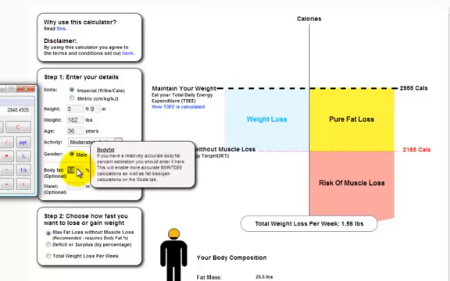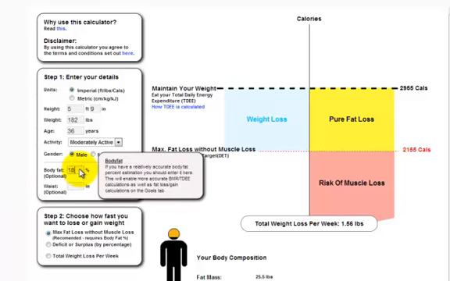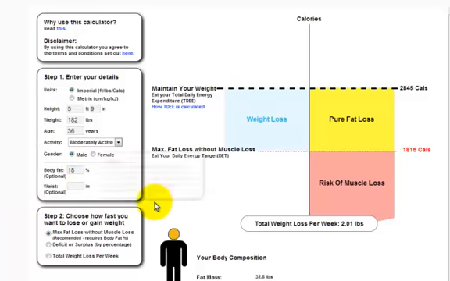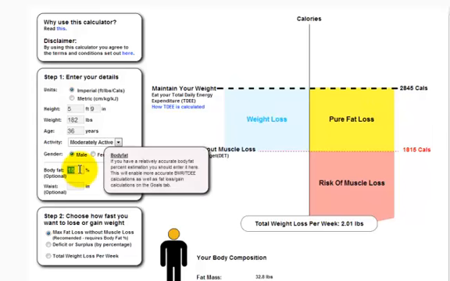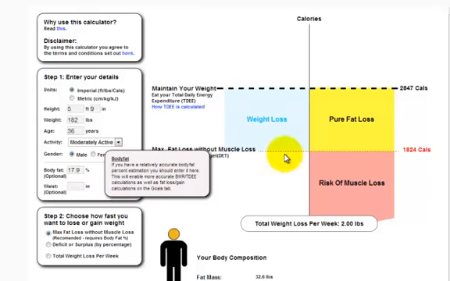I already know what mine is. Mine's about 18%. So I get 2845, and if I go 17.9, that would give me 2847. And that's about as close as I'm going to get.